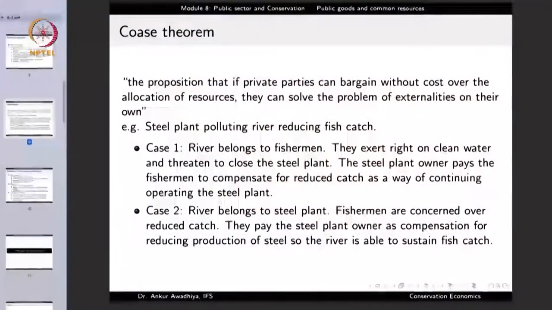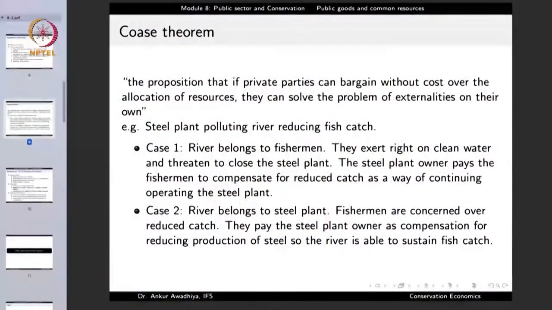So let us look at the case of a steel plant that is polluting the river, and this pollution is reducing the fish catch. Now here again, for the Coase theorem to work properly, we need to have property rights, and we need to have a government that can help in the enforcement of the property rights. So we'll look at two cases. The first case is that the river belongs to the fishermen. So the government has given the right of river to the fishermen.